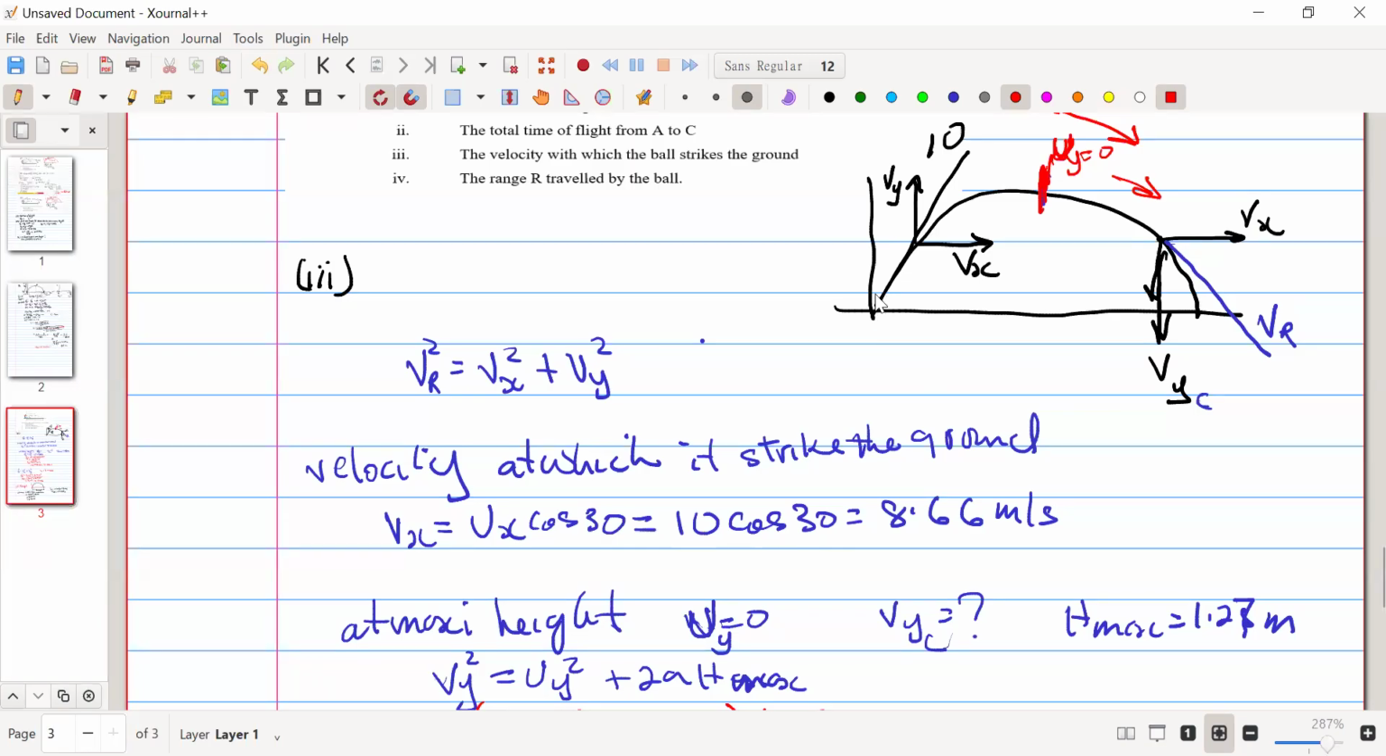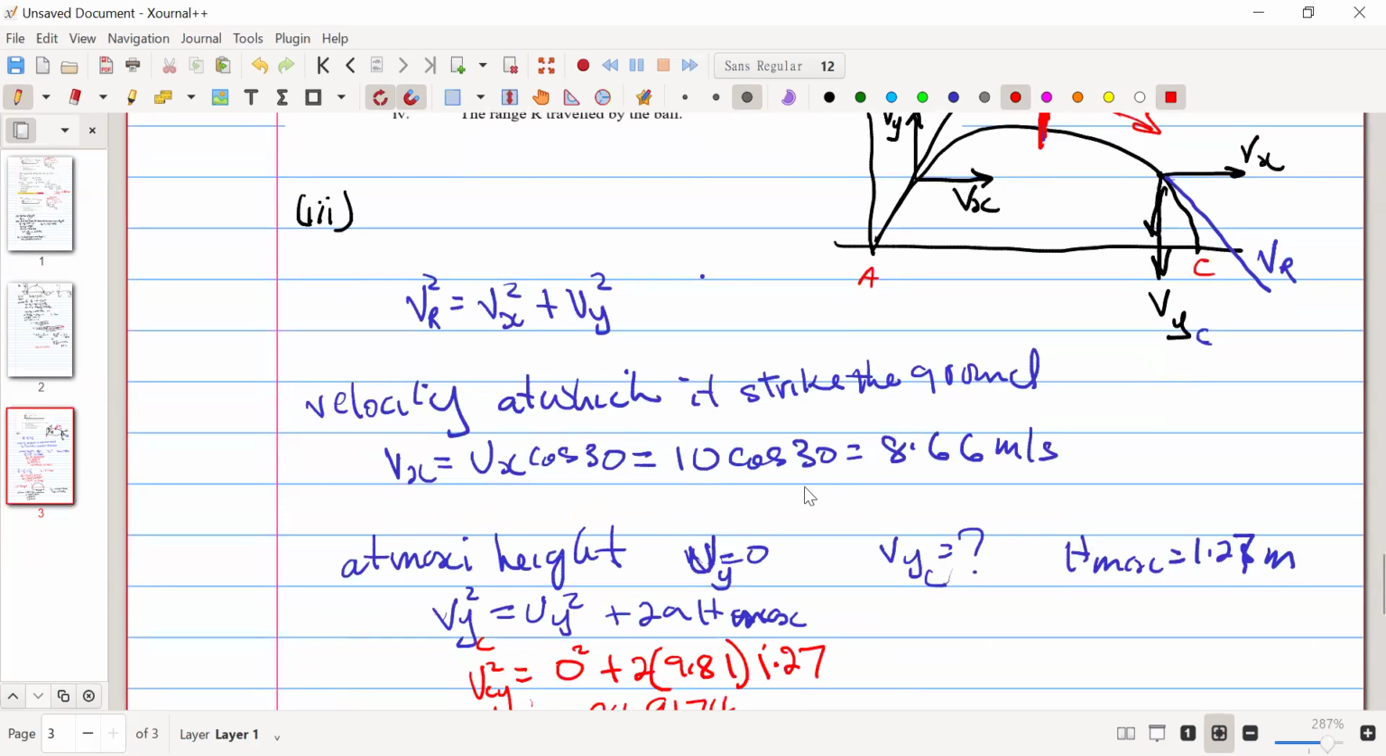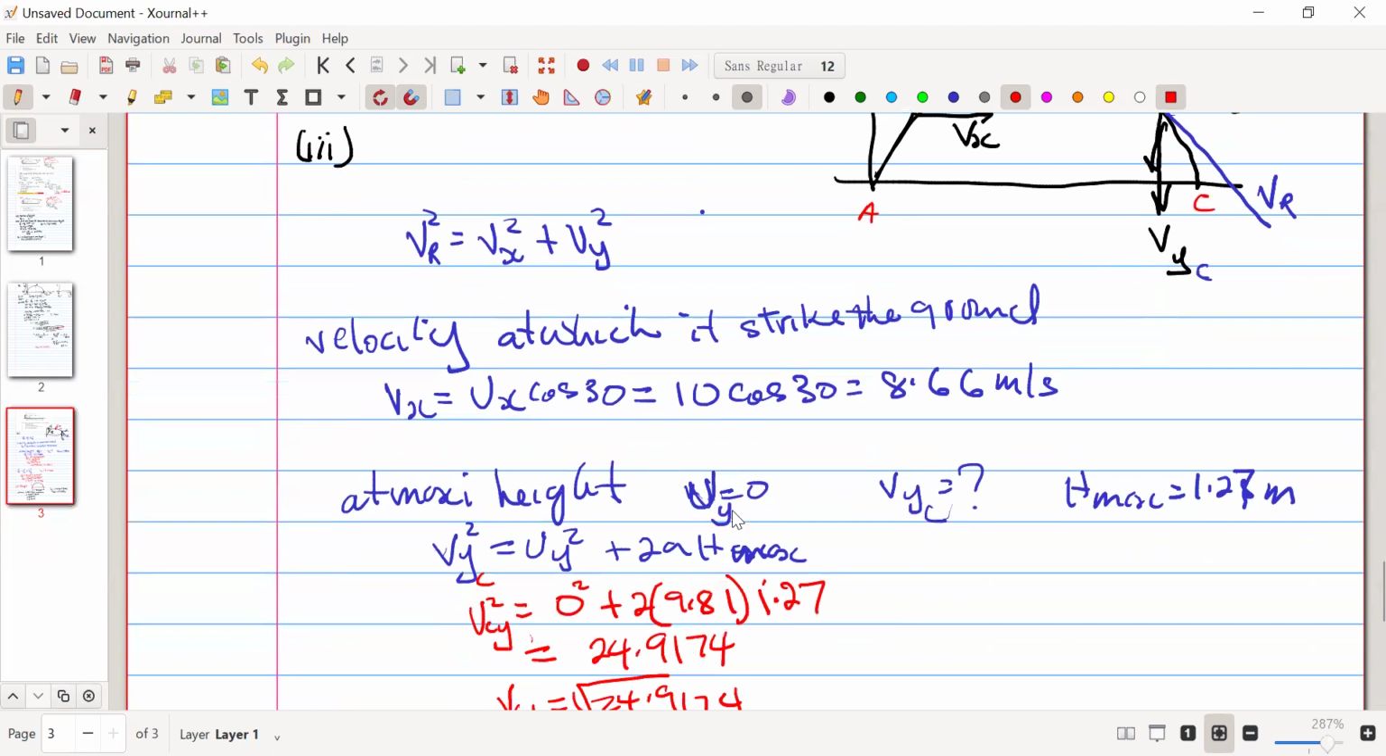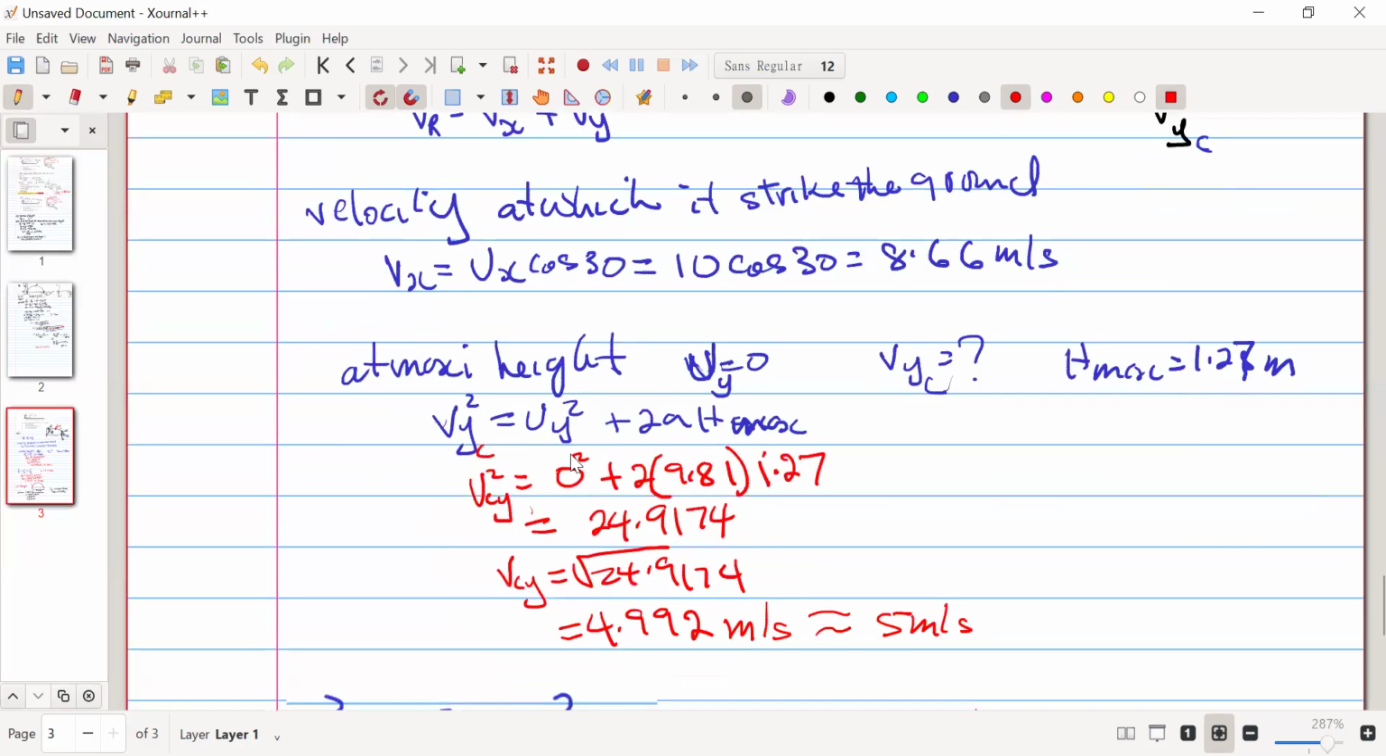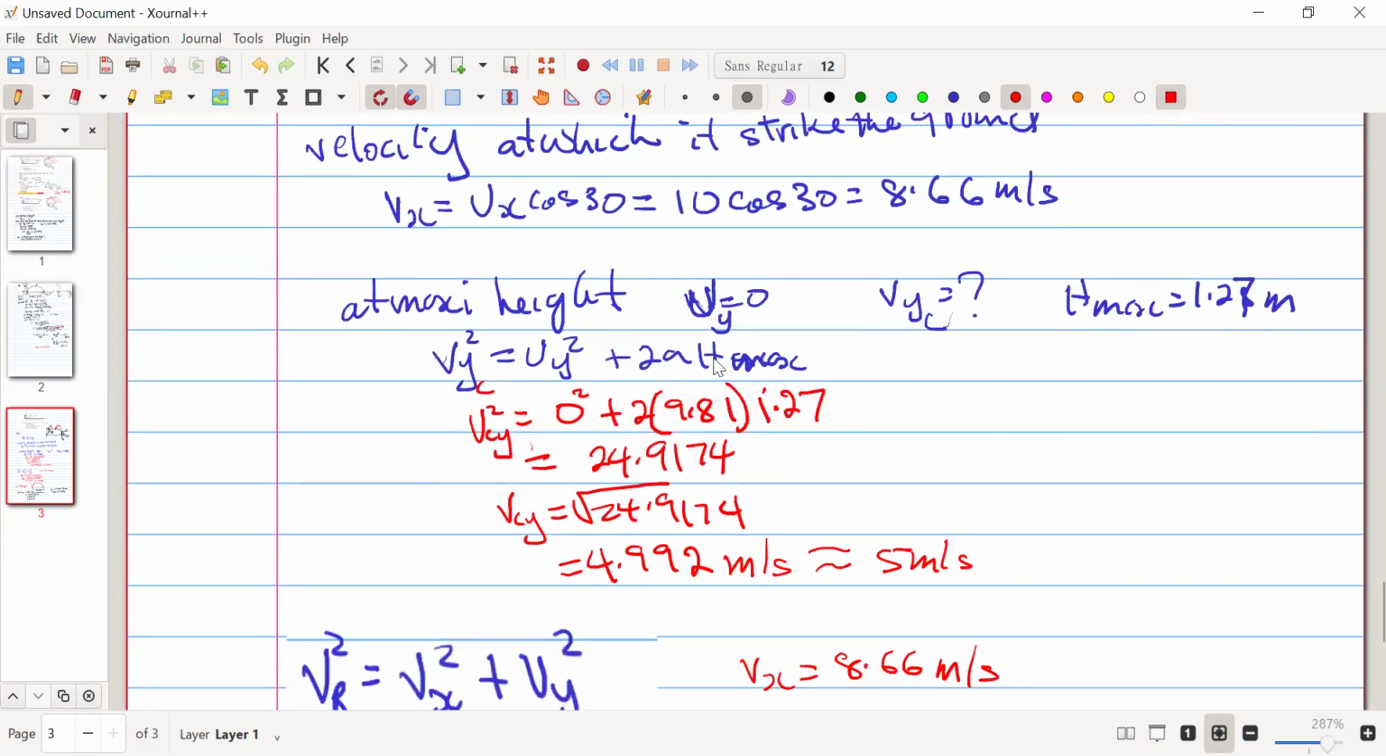So when it starts out, moving out from A, it has that velocity, and when it reaches C, it still has that horizontal component. The horizontal component never changes. So at the maximum height, we say that the u is 0, initial velocity. So we need to find the final one that is going to strike the ground. We know that at maximum height it was 1.25, because we're working from there coming down. So we put it in this equation here: v squared equals u squared plus 2ax, but it's vy squared equals uy squared plus 2ax, where x is the height.